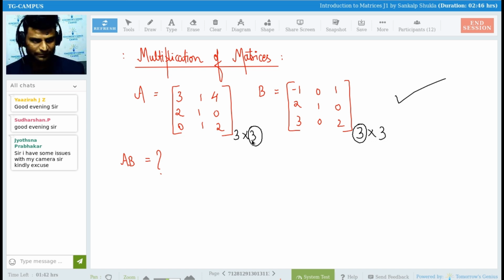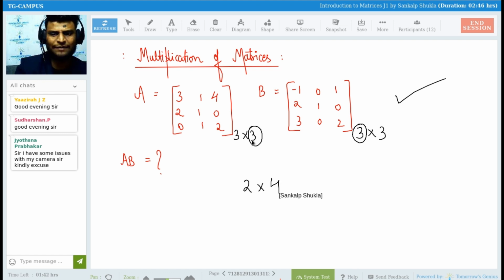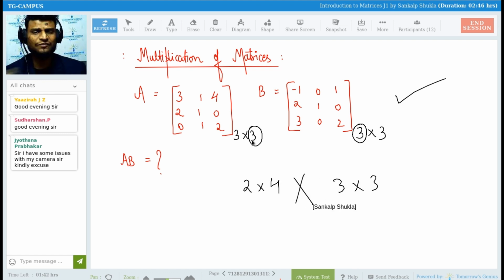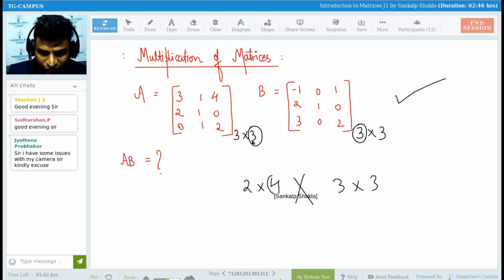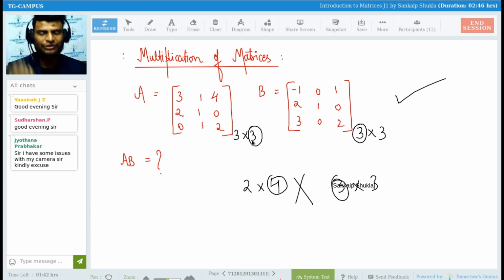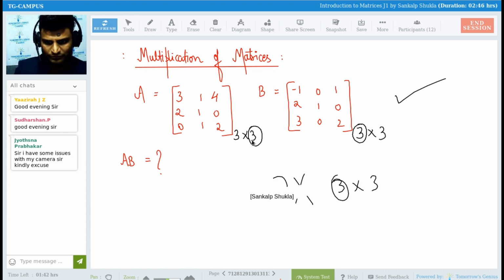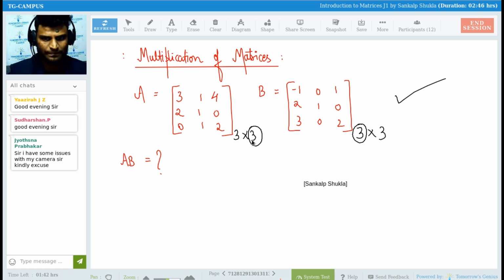That means if I have a matrix of 2 cross 4 and a matrix of 3 cross 3 and I am trying to multiply both the matrices, is the multiplication possible? No, because this 4 and this 3 are not equal. Okay? Fine. So the first thing is to know whether the multiplication is possible or not.